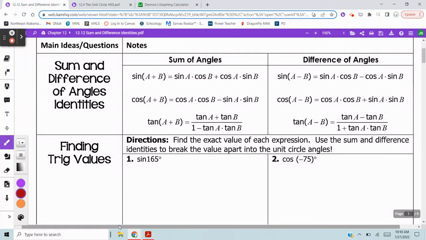Okay, in this lesson, we're simply going to introduce a few new identities, and they are the sum and difference of angle identities. And we're going to use these to actually find the sine or cosine or tangent of angles that we don't know the exact values of. And what we're going to do is actually use the angles that we do know the exact value of.